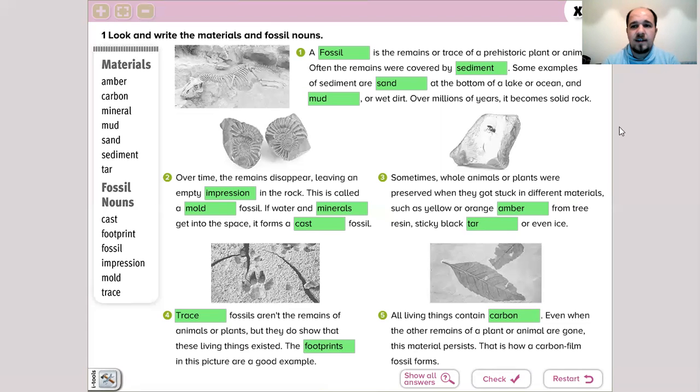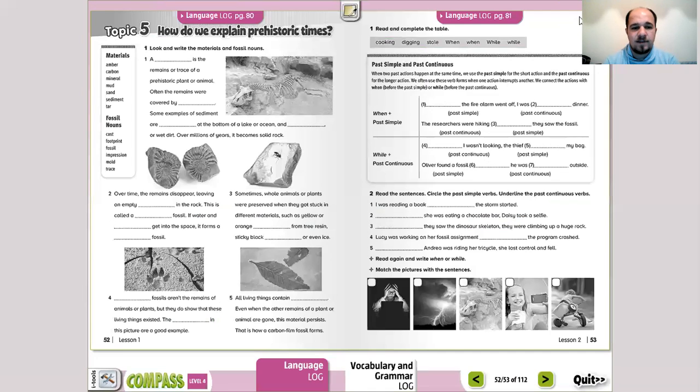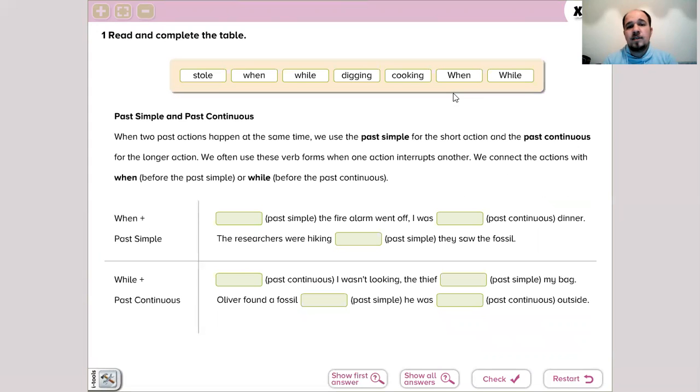We have finished this activity, so let's go to the next part. The next part is about past continuous and past simple. We have learned about that in class, so let's read it once again. When two past actions happen at the same time, we use the past simple for the short action and the past continuous for the longer action. We often use these verb forms when one action interrupts another. We connect the actions with when before the past simple or while before the past continuous.